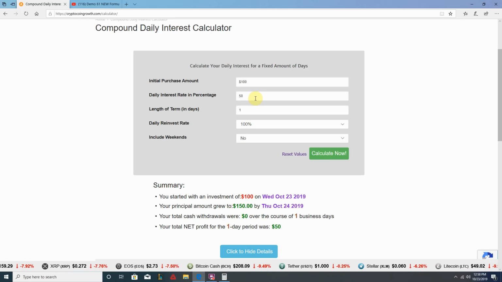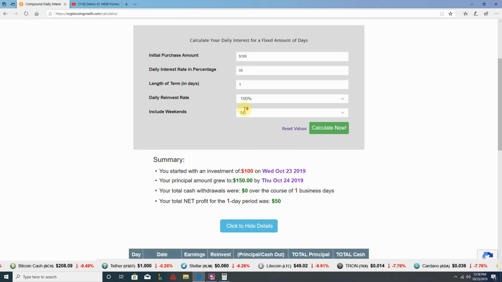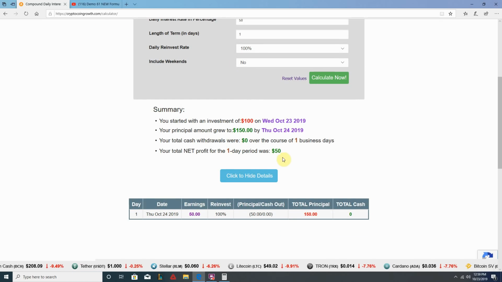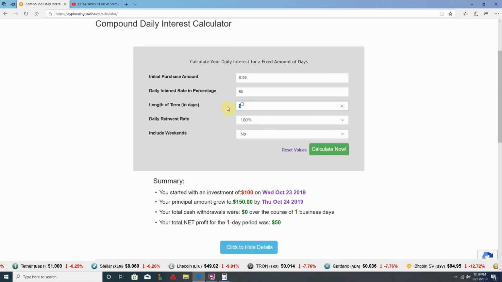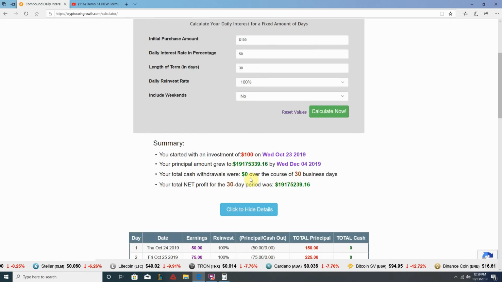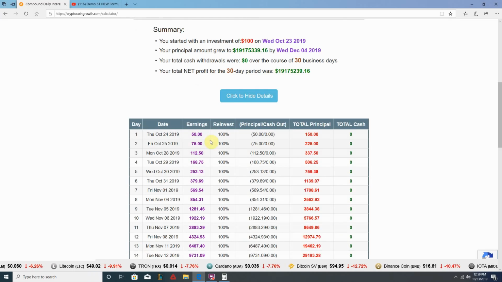But so your daily interest rate is 50%. 5 times 10 pips is 50 pips, $50. Okay, that's where I'm getting my daily interest rate and percentage. Length in days, 1 day, reinvest $100. So the very first day, you make $50. Now if you were to do this for 30 days, the very first day you make $50.